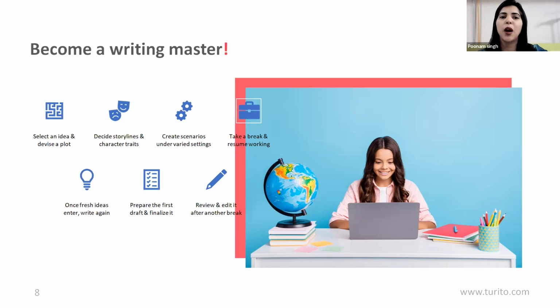So how can we become a master of creative writing? Again, we have to come up with the idea. First of all, we have to build that idea into some kind of plan. That is brainstorming. Decide storylines and character traits. When I talk about storylines, it's not just simple. At times we used to write in monotonous ways, like once upon a time there was a story. Now we have changed all these aspects.